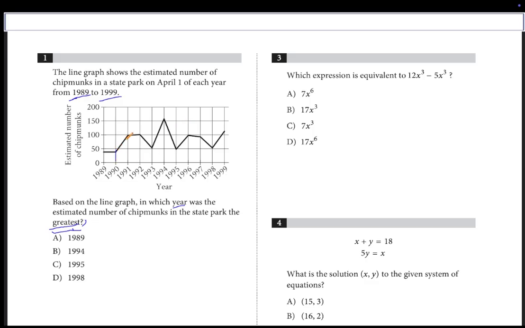So I'm going to draw a line signifying the highest point on the graph. Here we can see 1994 is the highest point on the graph, so we know our answer is 1994.